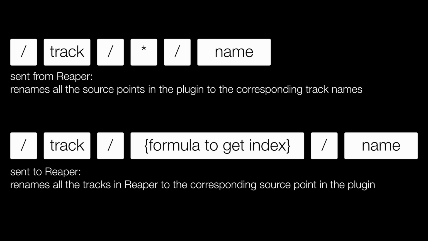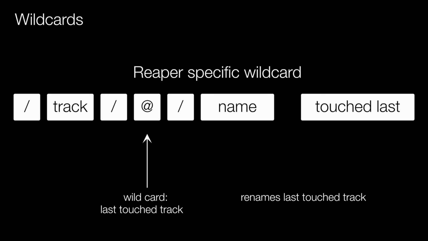Here, the bottom address string would, for example, rename all of the tracks in Reaper to the names that we have given to the sources in our Ambisonics encoder if we replace the second part of the address with a formula that inserts the correct index there. We will look at how this can be done a bit later in the video. Finally, there is a Reaper-specific wildcard, which is the @ symbol, which is used to target the last touched track.